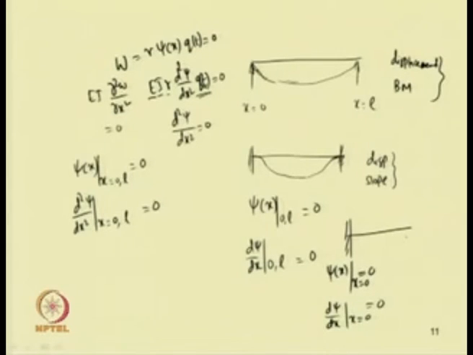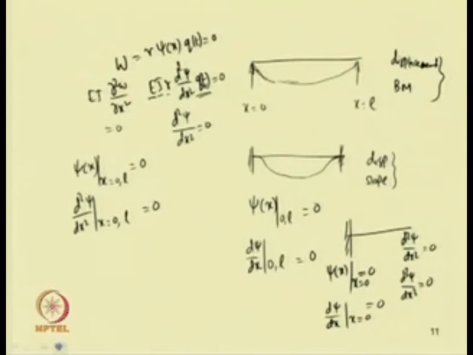But at the free end one can have both bending moment and shear force equal to 0. Already we have seen that this bending moment is proportional to d square psi by dx square. So, one can write d square psi by dx square equal to 0, and shear force proportional to d cube psi by dx cube equal to 0. So, in this way one can find all the boundary conditions.